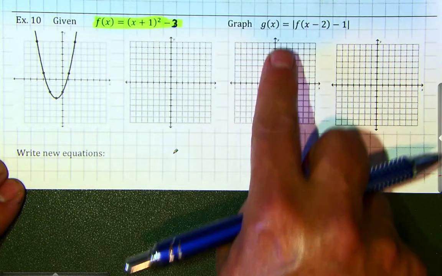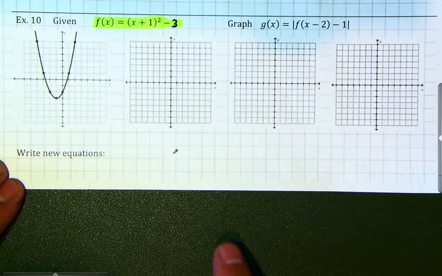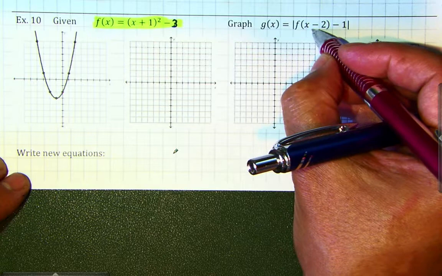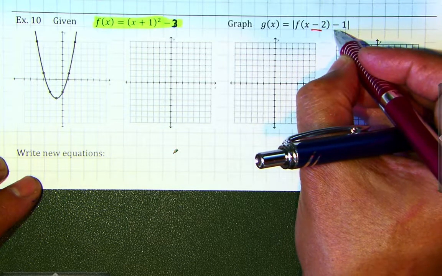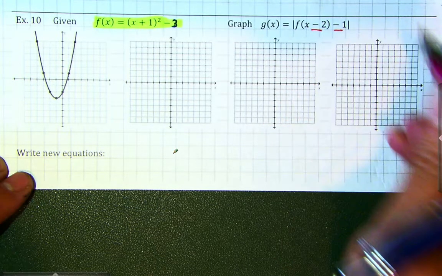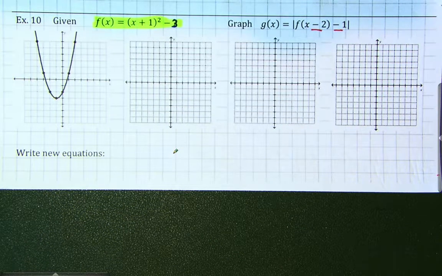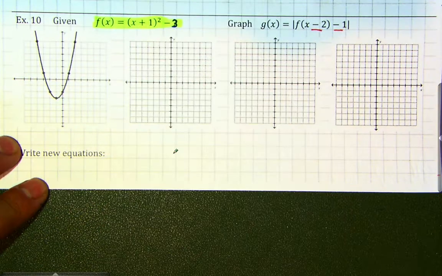And how many different transformations do we have? We have 3 once again. Let's take care of the -2. Let's take care of the -1. And last will be the absolute value. See what you get, and then we can compare our answers. Go ahead and pause it. And make sure that you change that to a 3. Excellent.